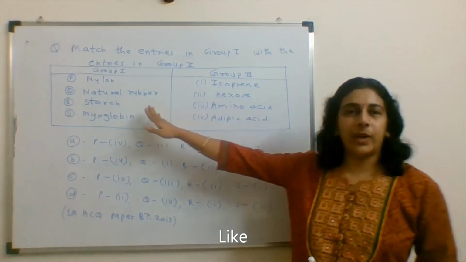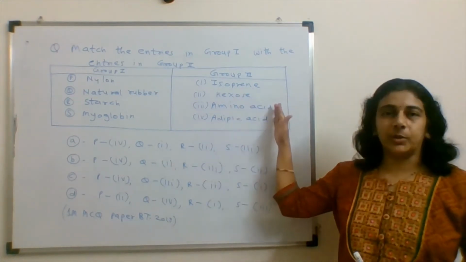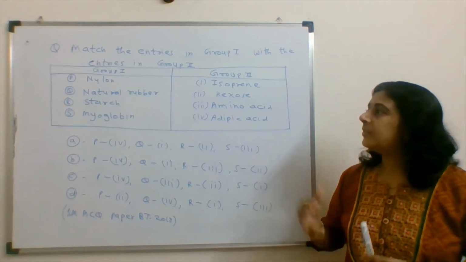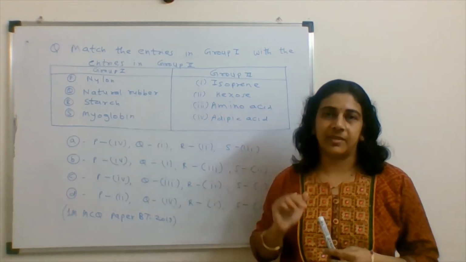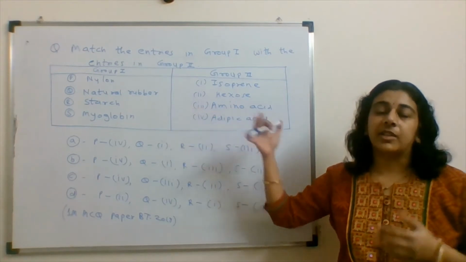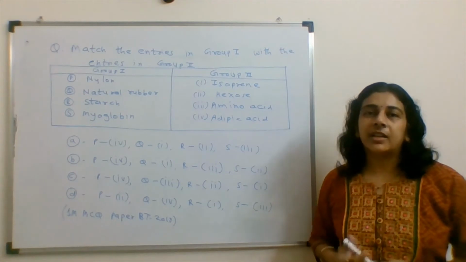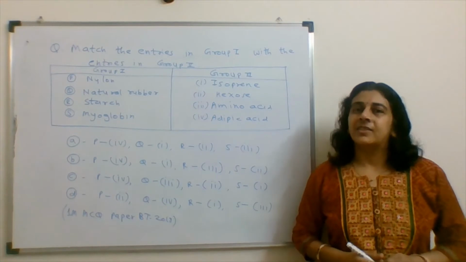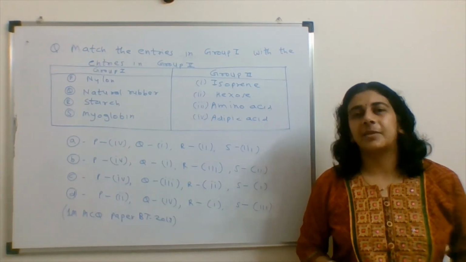See here in group 1, these are the polymers given, and in group 2 the monomers for these polymers are given. So we should know which is the monomer for these polymers. For that we must understand what nylon is, what it is made up of, what natural rubber is, what it is made up of, also about starch and myoglobin. So let's have a look at each and every polymer and some of its properties.